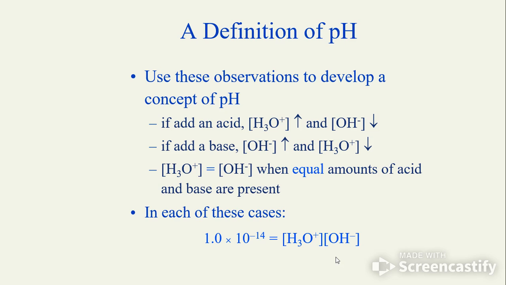When both concentrations of the ions are equal, the solution is neutral, and in any solution, the product of the two ions, that is the hydronium ion concentration and the hydroxide ion concentration, equals this number here, which is 1 times 10 power negative 14.